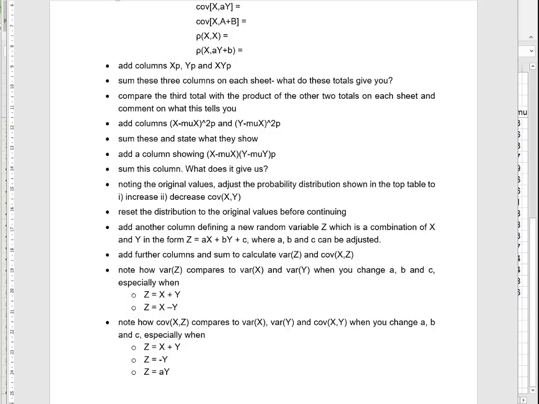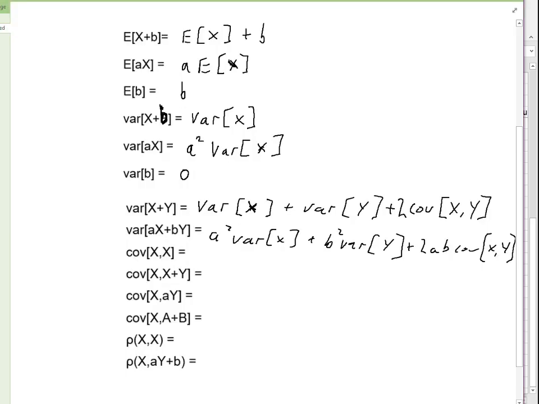Hello and welcome to part 7 of the Dev Maths and Stats Refresher course, lecture 8, where we finish off this demonstration. We've done the first couple of parts. Just want to know how the covariance of x and z compares to the original variances and covariance when you change these variables. And you get some nice rules out of this. So we're looking for the rest of these rules.